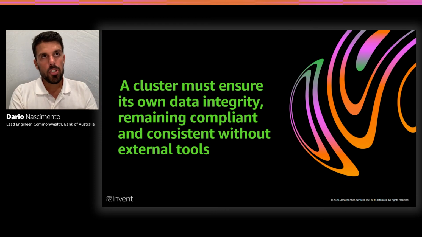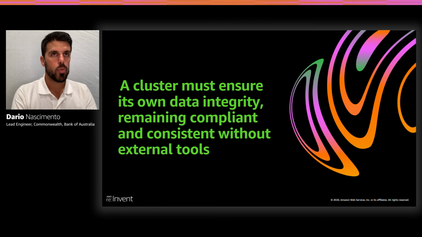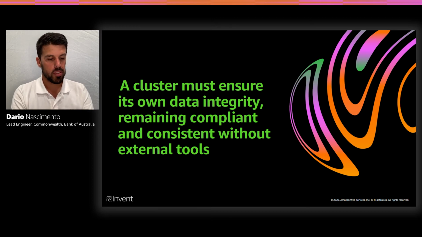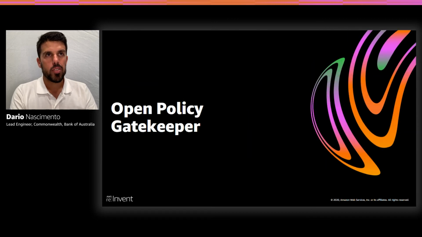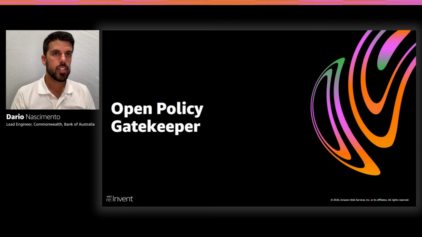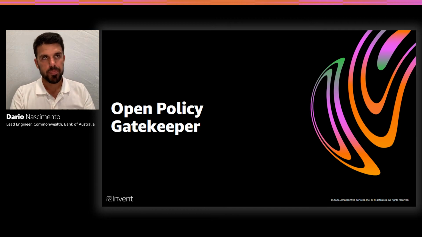A cluster must ensure that its own data integrity remains compliant and consistent without having to use any external tools. Just like with an API with a database, the platform must ensure that the state of its clusters is consistent regardless of how it's being consumed. In databases and APIs, we have database integrity constraints and logic in the API that ensure that data integrity happens. In Kubernetes, an approach to do so is to use Open Policy Agent Gatekeeper.